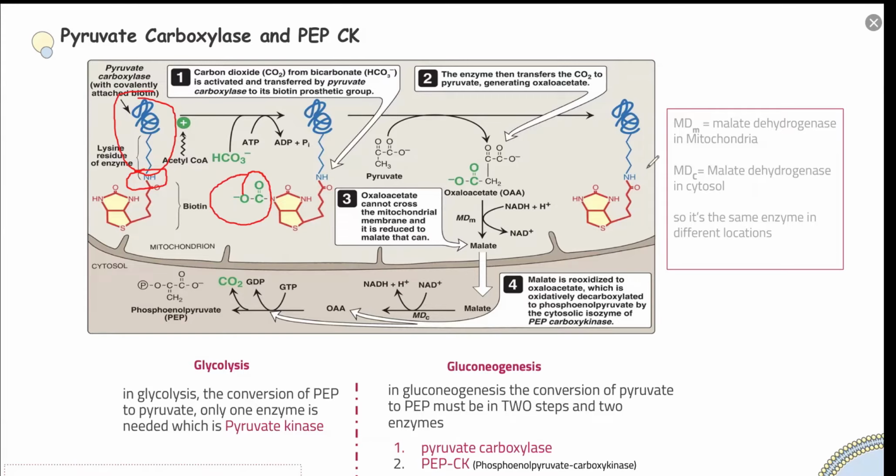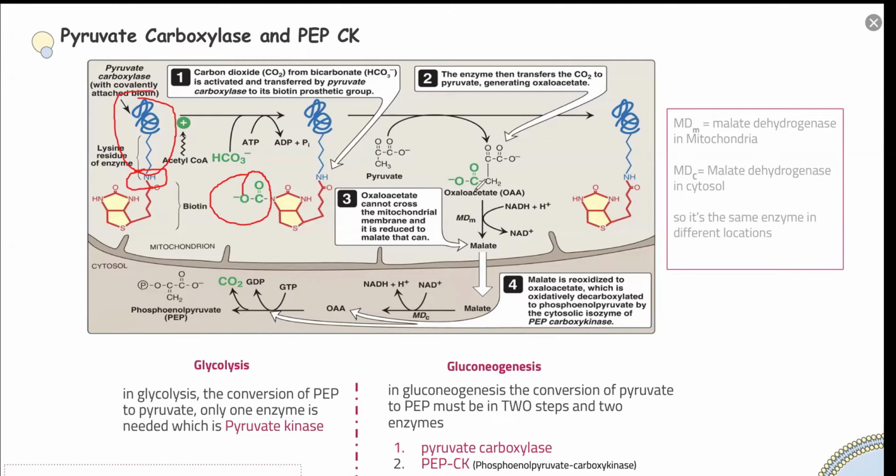So when this happens, what next? Of course, the oxaloacetate cannot cross the mitochondrial membrane and it is reduced to malate. And of course, the malate can be transported across the membrane. So that is what happens after you generate oxaloacetate. The major reason why the oxaloacetate is converted into malate is because the oxaloacetate cannot cross the mitochondrial membrane.